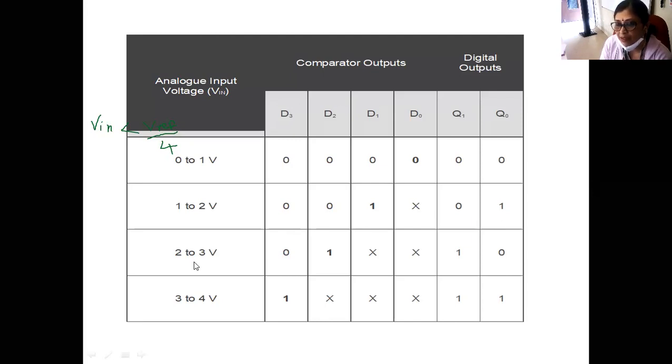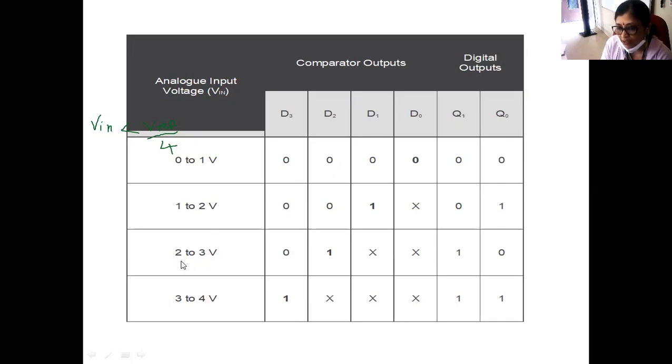Now, what happens when input voltage is between 2 volt and 3 volt? That means when it is greater than 2 volt and less than 3 volt. That means when it is between V reference by 2 and 3 V reference by 4.